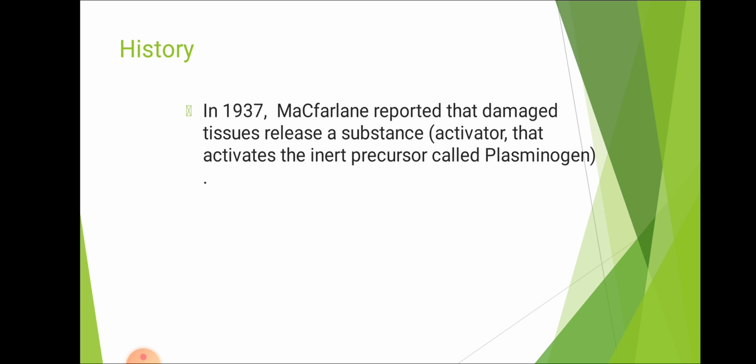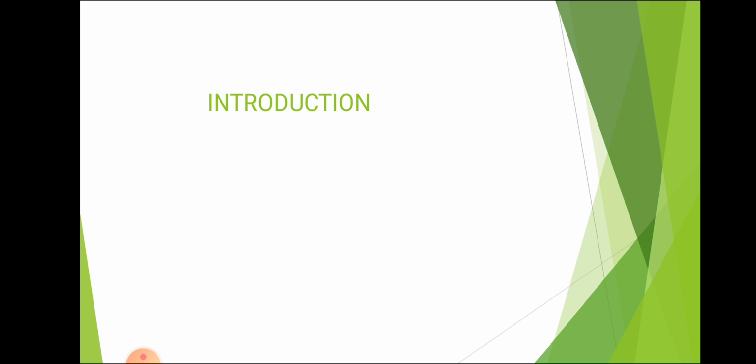History. In 1937, McFarlane reported that damaged tissue releases a substance, an activator, that activates the inert precursor called plasminogen.